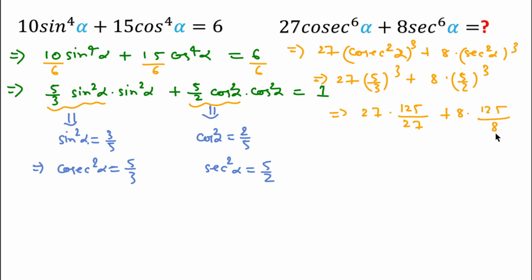because 2 cube is 8, 3 cube is 27. So we can write now this 27 gets cancelled, 8 gets cancelled, so we can write 125 plus 125, which is equal to 250. So 250 will be the required answer for this question.